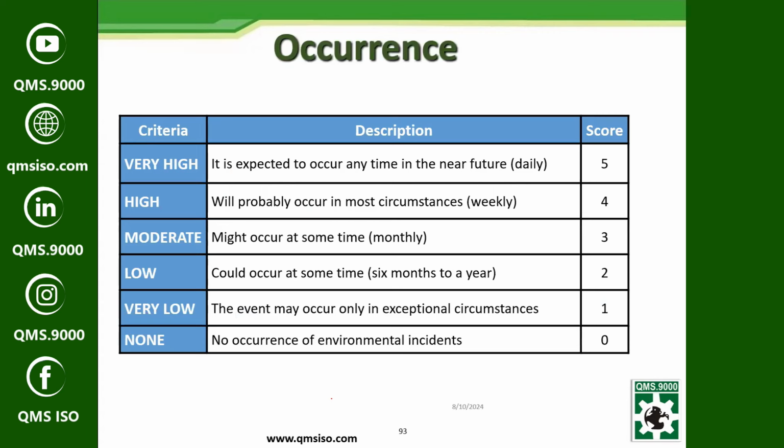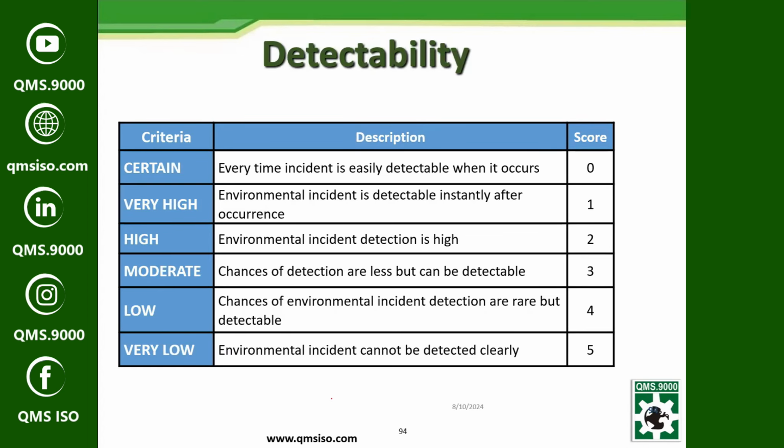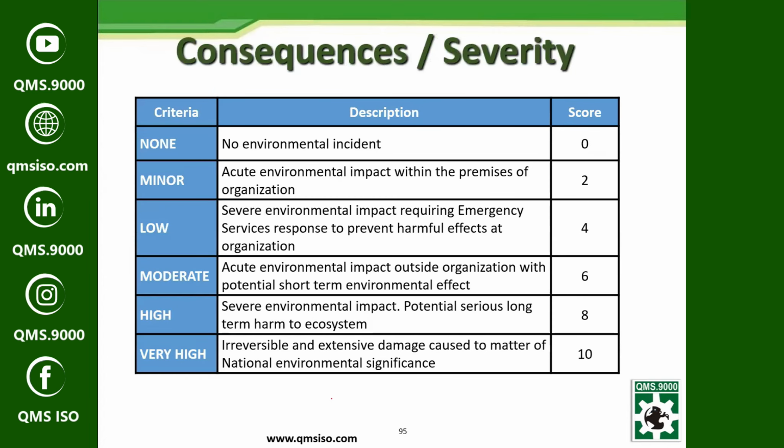It is expected anytime. It is very high. You give a 5 score. If it is none, you give 0. If it's very low, the event may occur occasionally. Similarly, chances of detection, if you have the quick detection system, the risk is reduced. And severity means if it is very high, irreversible, damage to life, property, catastrophic, you give maximum marks. So if you give more marks, the risk will be more.